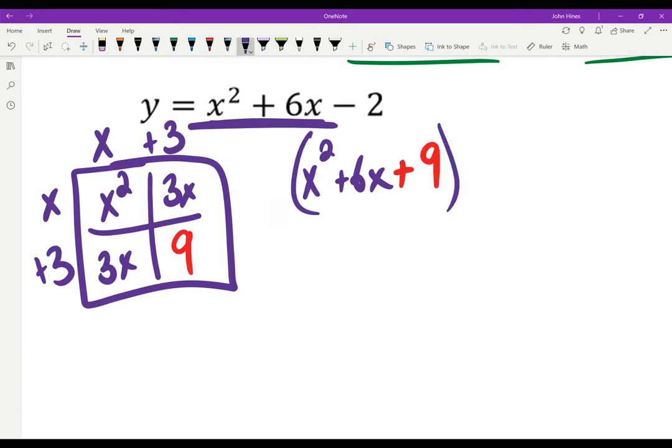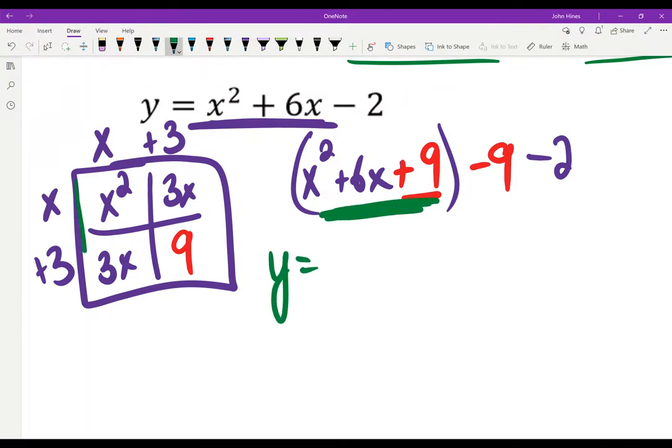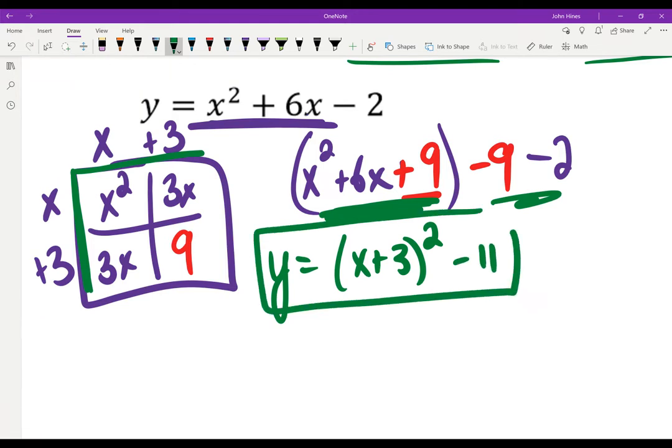But I can't just add in 9 into an expression. That changes the value. I need to change its appearance without actually changing its value. I need something that's equivalent. So how do I counteract adding 9? Well, I subtract 9. This one's easy because there's no number out front, so I'm good. Positive 9 and negative 9, those undo each other. But I can't forget about that negative 2 that's been there. And now we're done. Y equals... How does this factor? We'll look at the square we made. We made x plus 3 squared minus 11. That's my equation in vertex form.